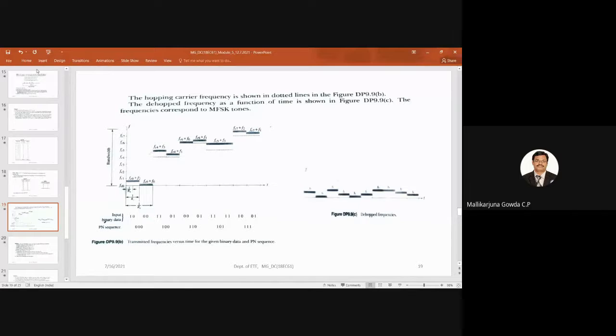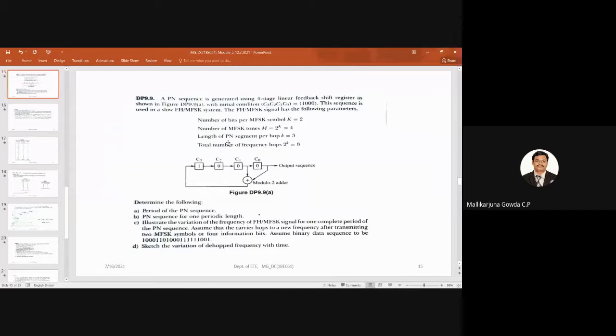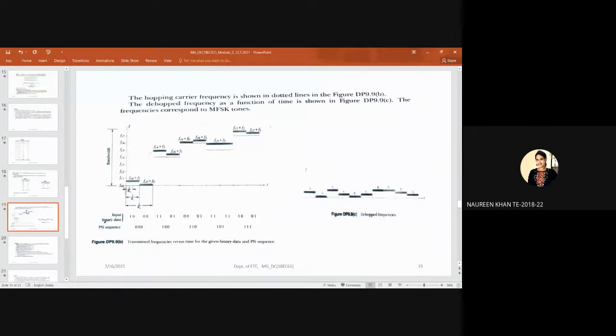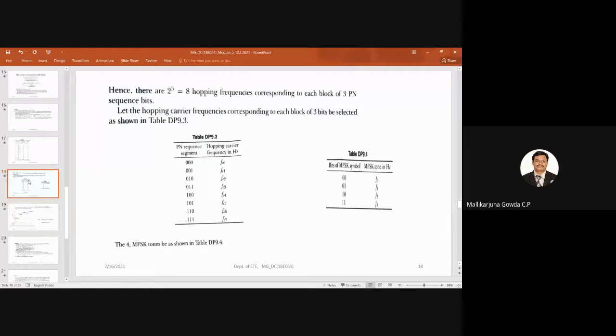Each symbol has a PN segment length given here. Got it, sir. And this is taken randomly: FC0, FC4, FC6, FC5, FC7 are taken randomly. It is not necessary that we take the PN sequence which we found out. It need not be in order.